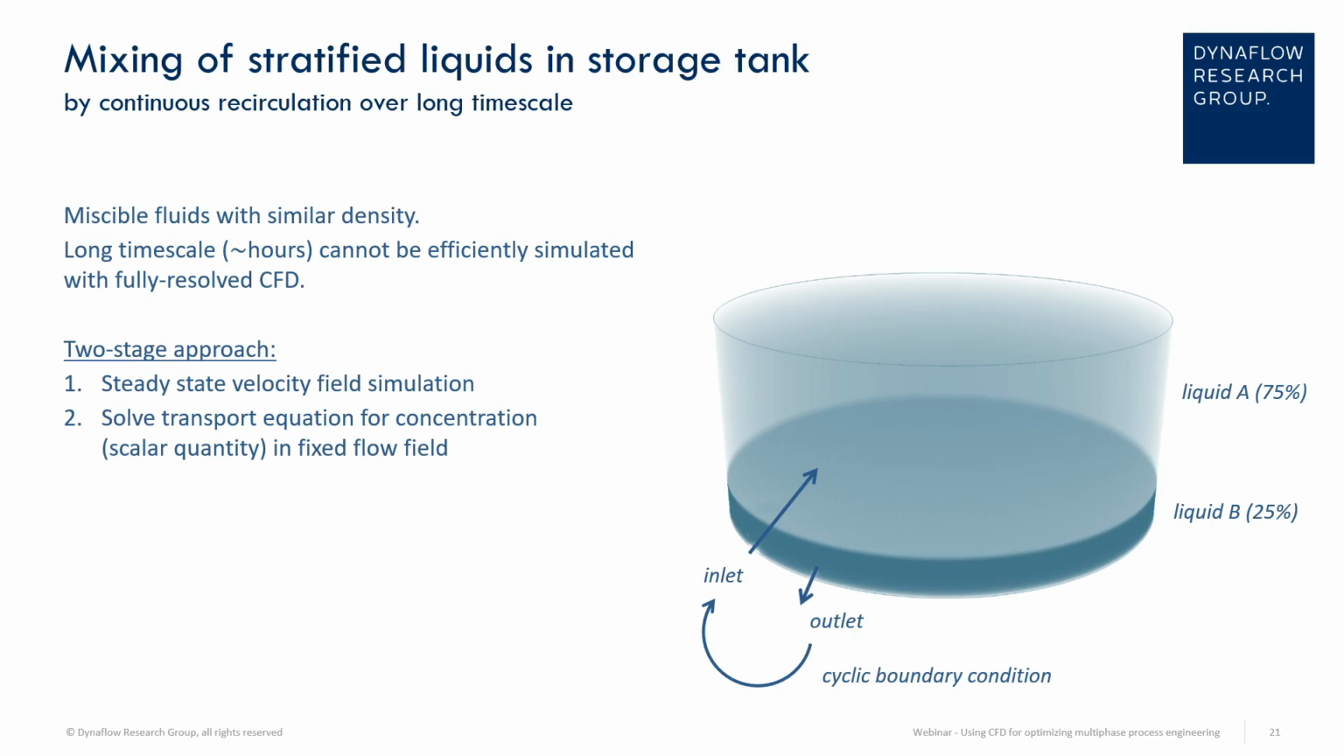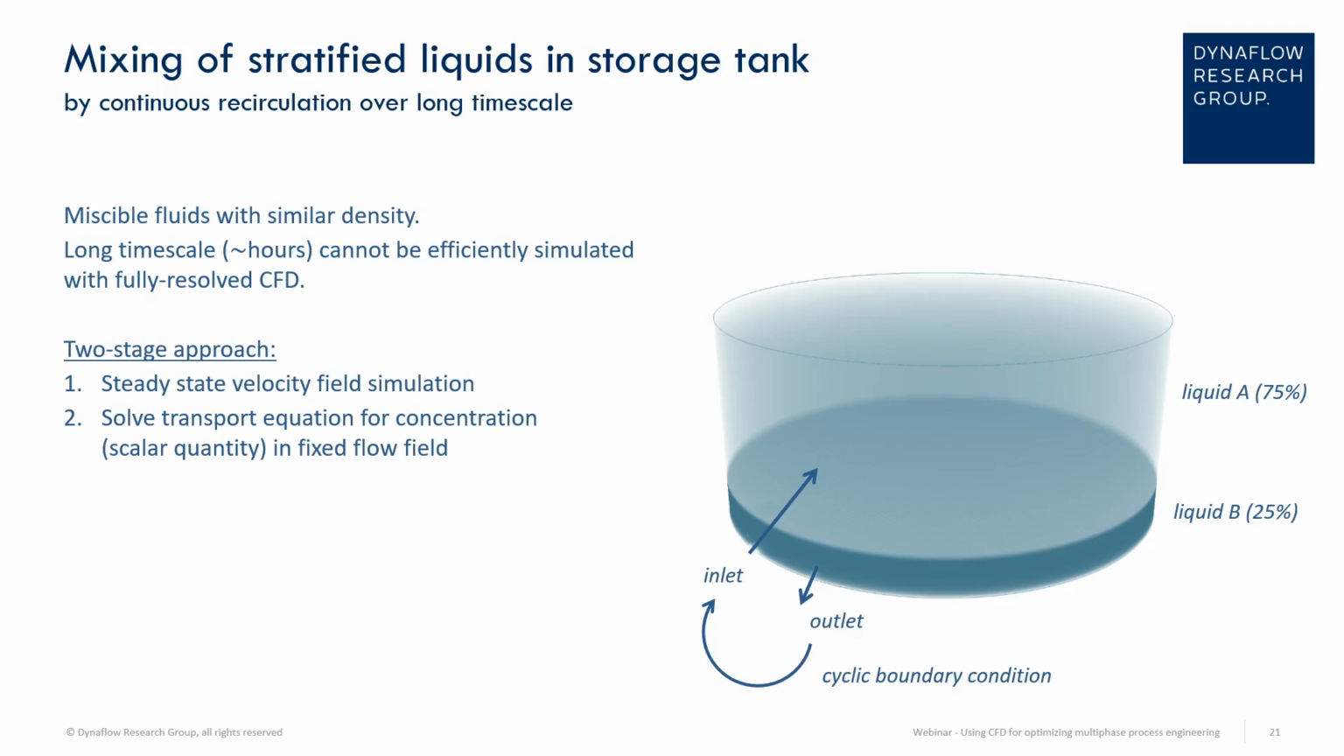Because the fluids were of similar density, their mixing would not really affect the density for the flow calculations. So what we did was a steady state velocity field simulation for a single liquid, resolve the turbulence fully there, and use that steady state flow profile then to solve a transport equation for the concentration within the fixed flow field. So for the timescale considered, the flow field will be roughly similar irrespective of the concentration of both liquids in the inlet.